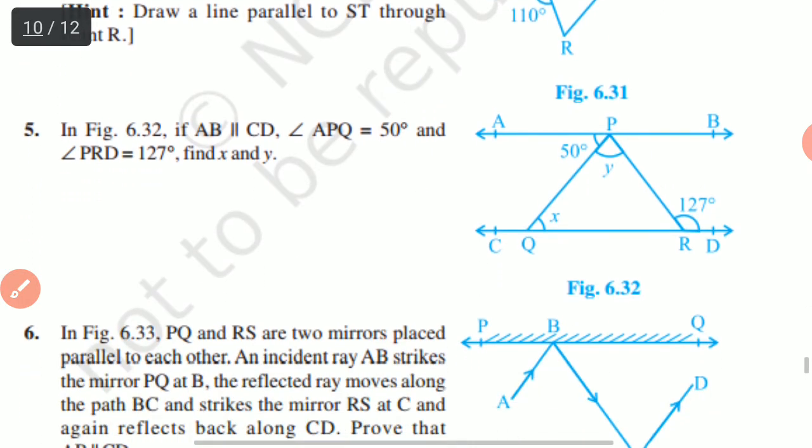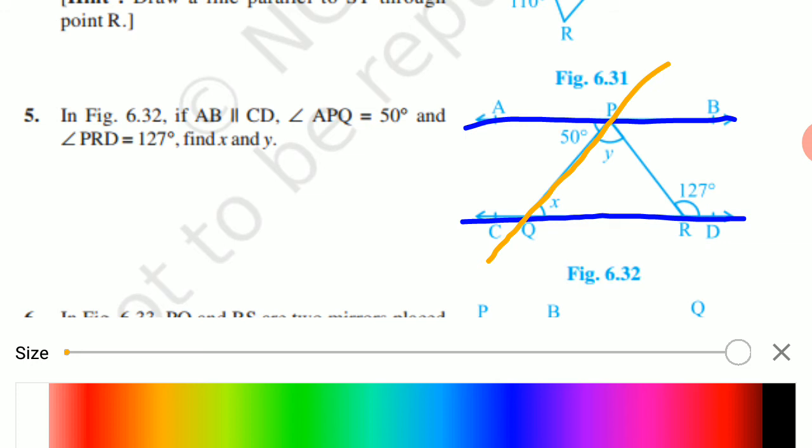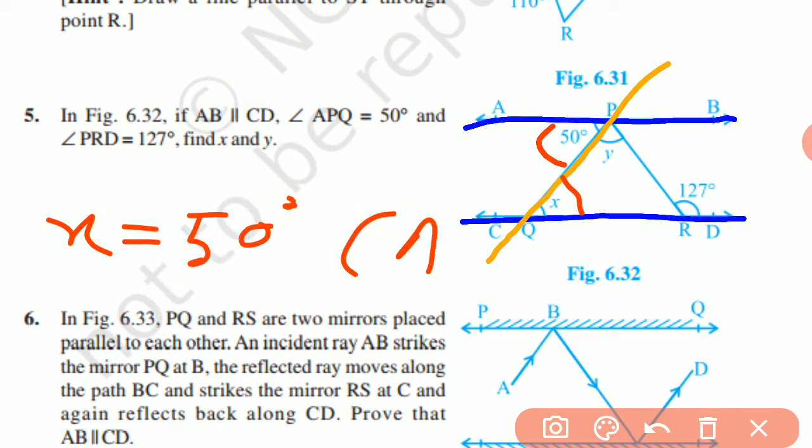Similarly, now solve the fifth question. In the fifth question, find the value of x and y. Here it is given that AB is parallel to CD, and this is 50 and this is 127. Here this line and this line are parallel lines, and this is the transversal line, so this angle and this angle will be alternate interior angles. So the value of angle x equals 50 degrees. This is an alternate interior angle.